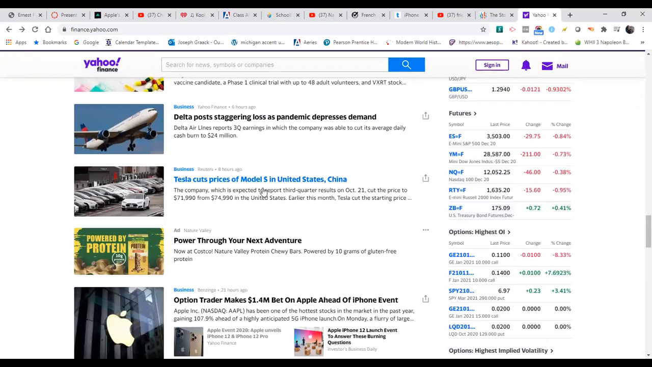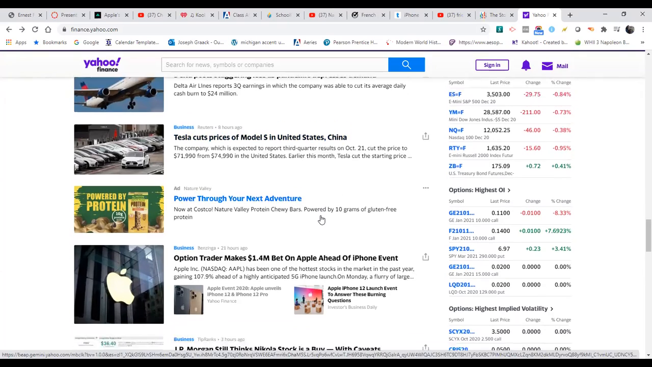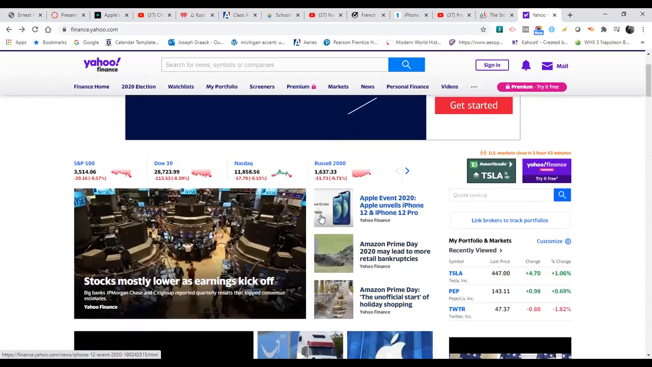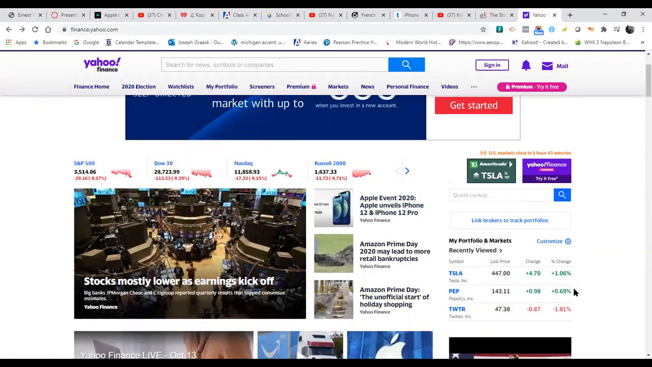Here is airline industry news. Tesla cuts prices of Model S in the United States, right? So maybe that is why Tesla is trending the way it is. But I use this as a way to check out what is going on and what is simple. You can see Tesla, Pepsi, Twitter, the same things that she looked up are all still available there.